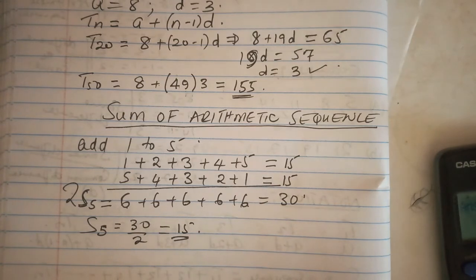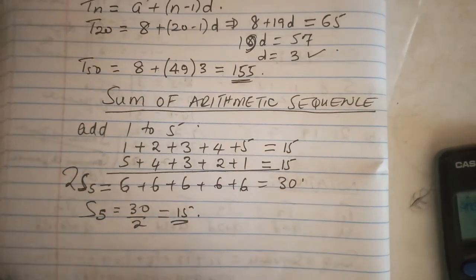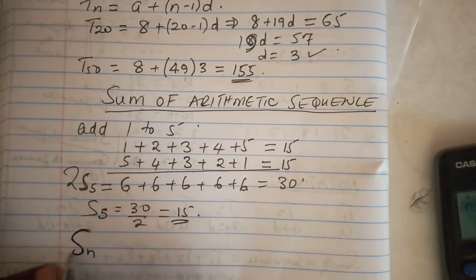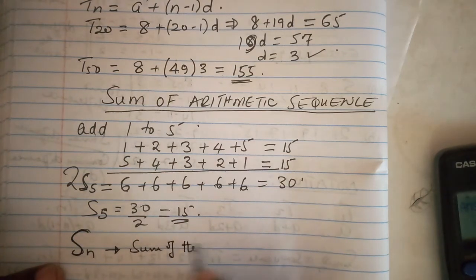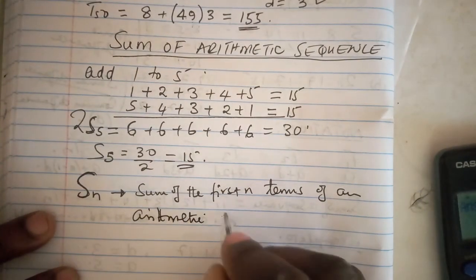I want us to talk about something that is going to be shown in the Gauss formula, explained in the next point. Now, Gauss was adding up an arithmetic sequence. This is called an arithmetic series. Of course, 4 plus 7 plus 10 plus 13 is an arithmetic series. And the sum of the first n terms is denoted by this, which means the sum of the first n terms of an arithmetic sequence.